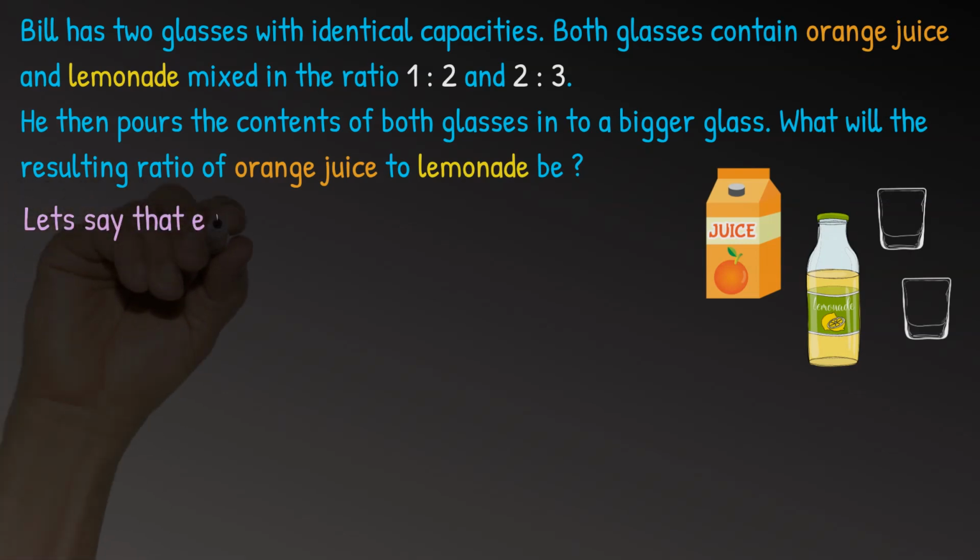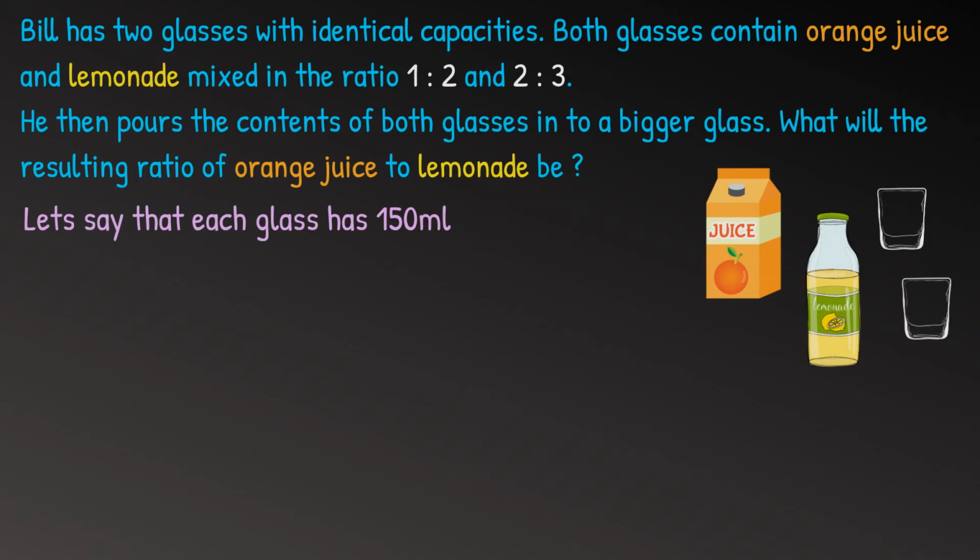Now let's say that each glass can hold 150 millilitres, but why do we pick 150? Well, the ratio of the first glass is 1 to 2, so there are 3 parts in that glass, and the ratio of the second glass is 2 to 3, so there are 5 parts in that glass. So I basically am just choosing a number that's divisible by 3 and by 5, just to make my calculations easier.